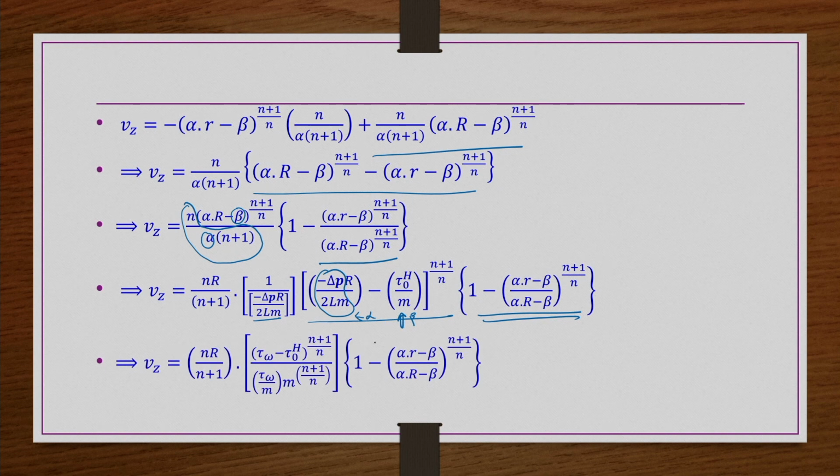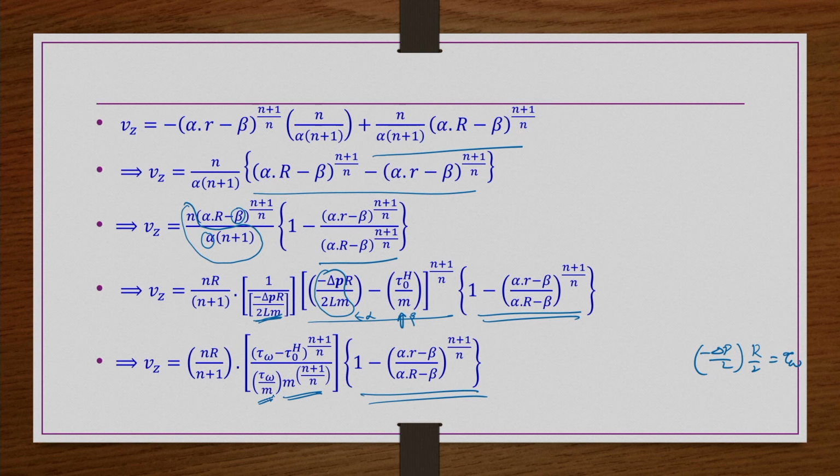So, in the next step, wherever minus delta p by L, capital R by 2 is there, I am writing tau w. So, in this place I can write tau w by m, and in this place also tau w by m, and this is again tau w by m as it is. Then (tau w minus tau naught h) whole power (n plus 1) by n, divided by m power (n plus 1) by n is there. So, that I have written here, right. This term I am keeping here as it is.